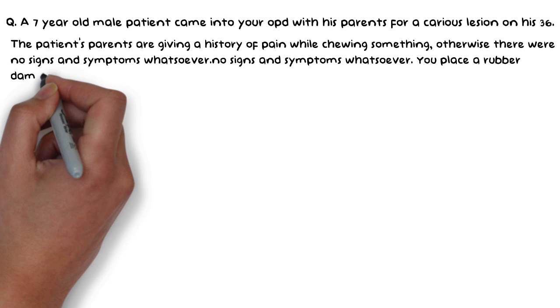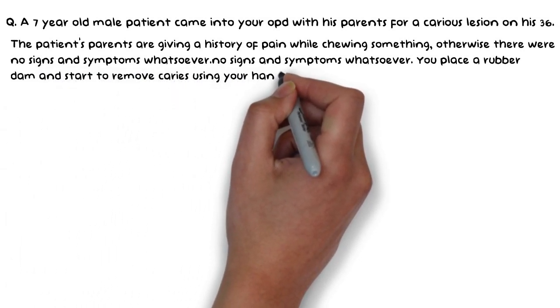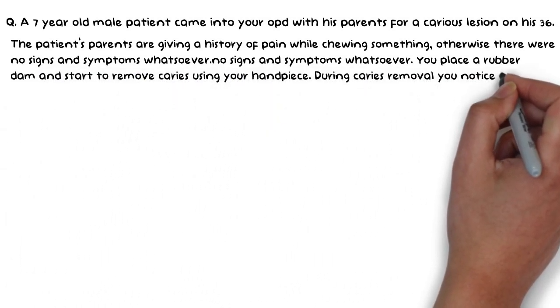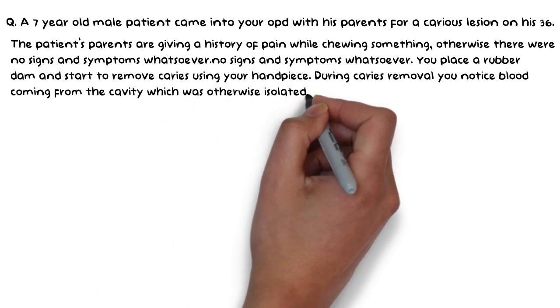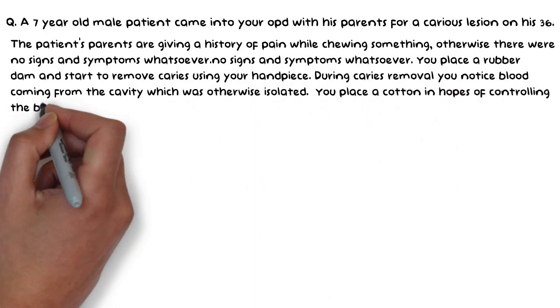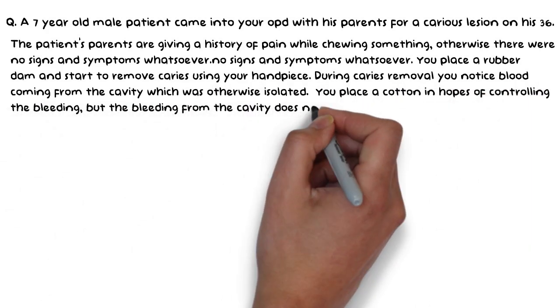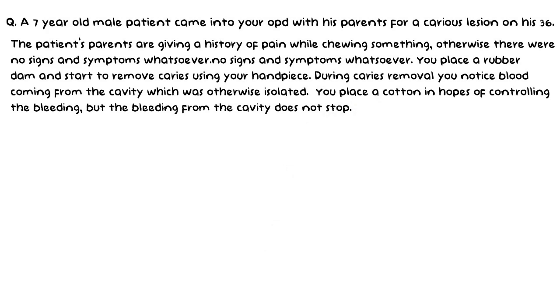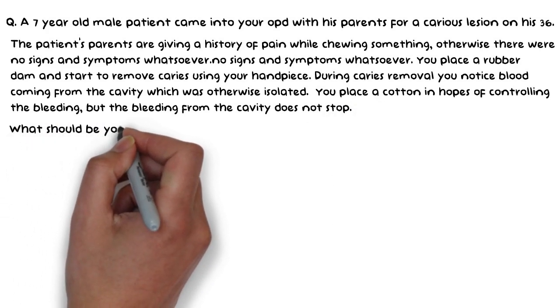You place a rubber dam and start to remove caries using your handpiece. During caries removal, you notice blood coming from the cavity which was otherwise isolated. You place a cotton in hopes of controlling the bleeding, but the bleeding from the cavity does not stop. What should be your next best possible approach?